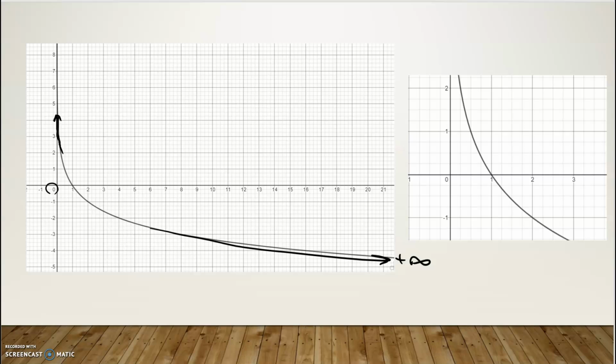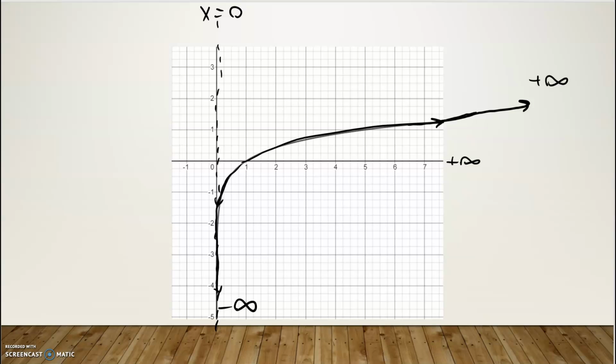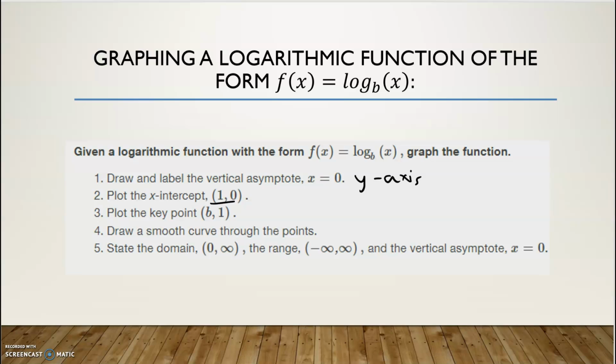For your y's, it keeps going up and up forever, so positive infinity. And it keeps going further down forever, so negative infinity for your range. And then same thing, your function's getting really close to that line right there, which is x is equal to 0. And you notice over here, it went through the point 1, 0, which your two key points back here we said were 1, 0 and b, 1.